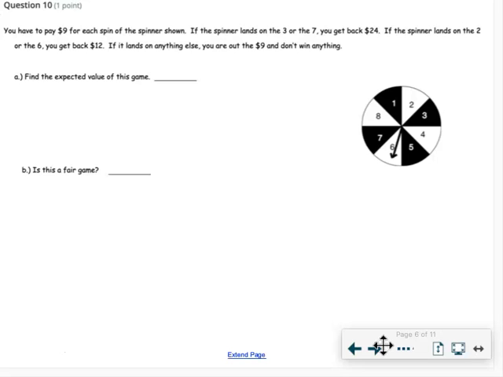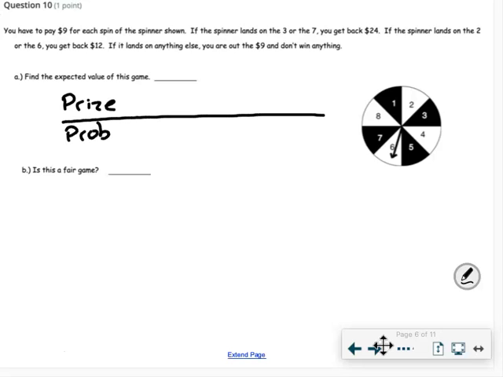So the expected value of this game, remember how that works. We have the amount that you would win, or the prize, and the probability that you win that prize. We make a table out of it. In this problem, we could either win $24 or $12. Or you could win $0, which is something that we can get to.